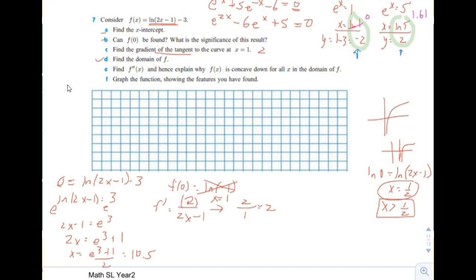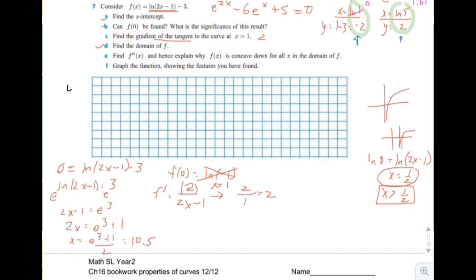Okay. Find the second derivative of f and explain why f of x is concave down for all x in the domain of f. Well, you can already see from looking at the log function that it's concave down forever. So this isn't going to be a big surprise, but let's take the second derivative. We can say the first derivative is 2x minus 1 to the negative 1. So we could use the product rule, and we'll say 2x minus 1 to the negative 2. Oh, and it's also times 2, right? Can't forget that.